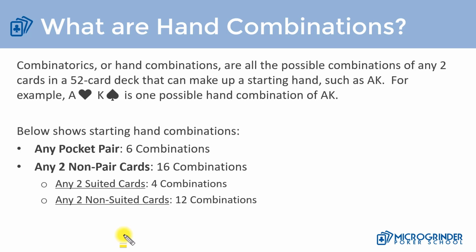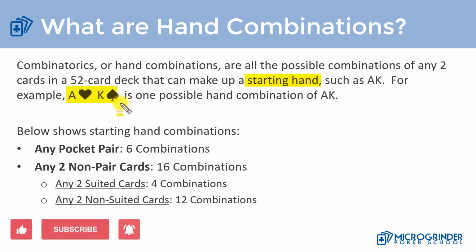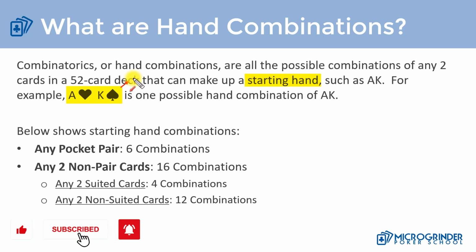Hand combinations are all the possible combinations of any two cards in the 52 card deck that we use for Texas Hold'em. These two card combinations can make up any starting hand that we can get as our hole cards. For example, Ace King. A very simple example would be the Ace of Hearts and King of Spades. That would be one hand combination of all the possible combinations of Ace King.